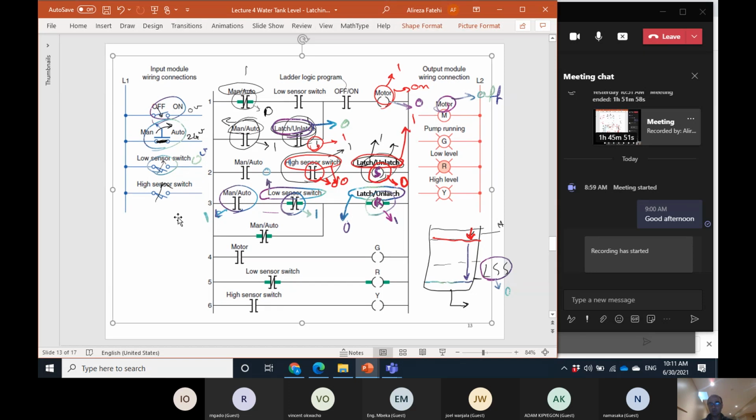Any question at this point? Yeah, go ahead. Is there any harm if we start with rung 3 to be rung 1, then rung 1 to be rung 2? Is there any big deal on that, a change on the order? Yeah, that's a very good question.